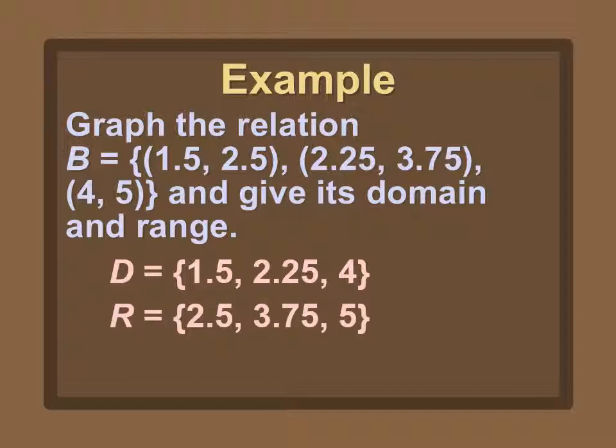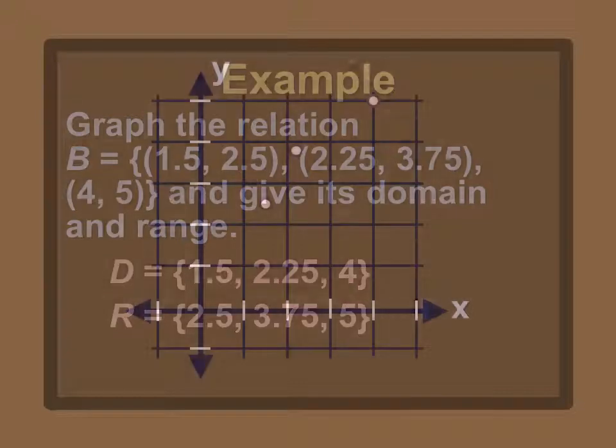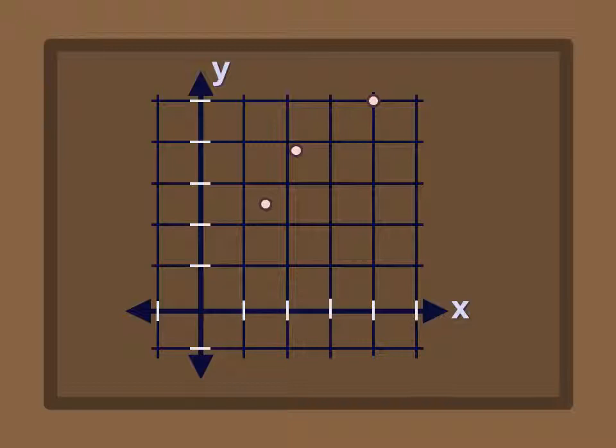Okay, so now pause the video again and try to get the range. So for range, you should have said R equals and then use set brackets, and you should have had these numbers, 2.5, 3.75, 5. Okay, so to graph the relation, you're going to graph these 3 points. You're going to graph 1.5, 2.5, 2.25, 3.75, and the 4, 5. The graph should have looked something like this.